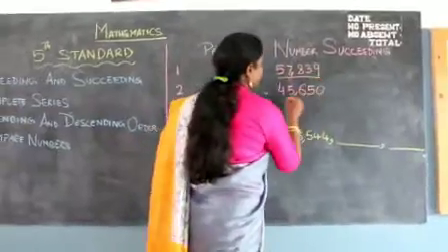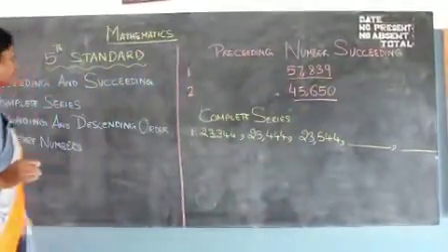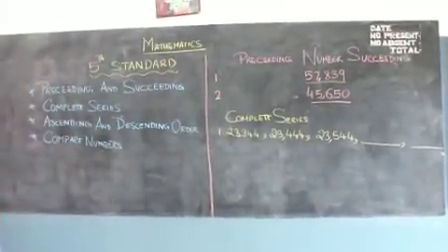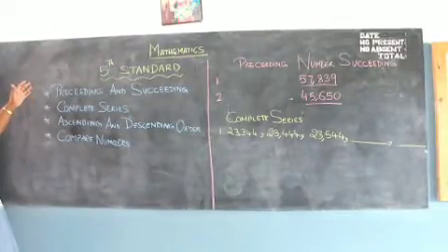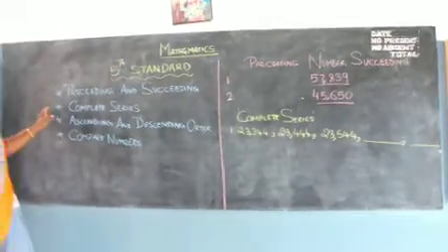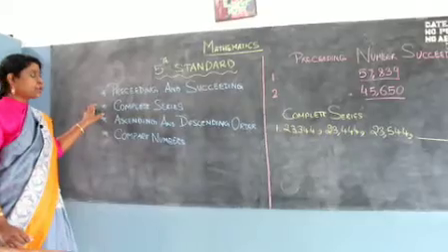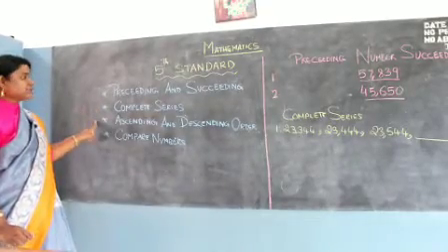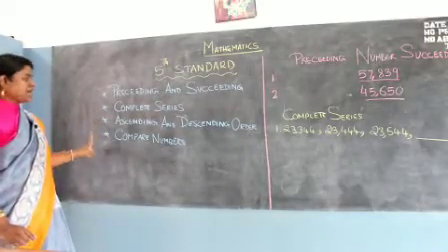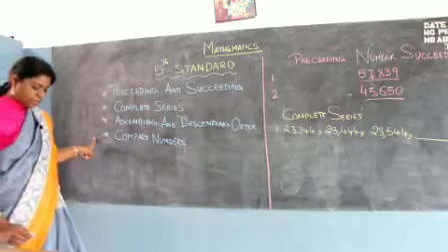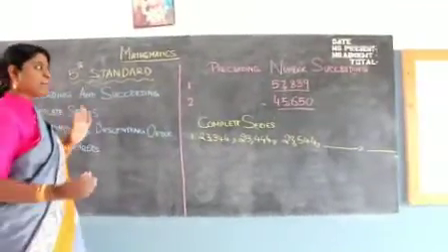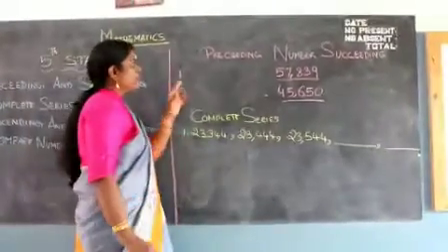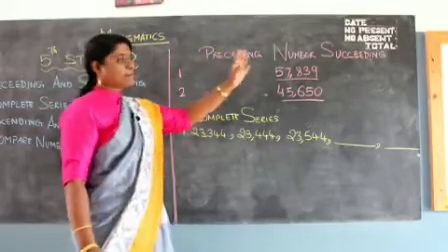Okay, children, let me tell you what topics we are going to complete today. In your first chapter itself, we are going to do preceding and succeeding number. Then I'm going to show you how you are going to complete the series. Then it's going to be ascending and descending order, and I'm going to show you how you're going to compare the numbers. Now, the first topic which I told you is preceding number and succeeding number.